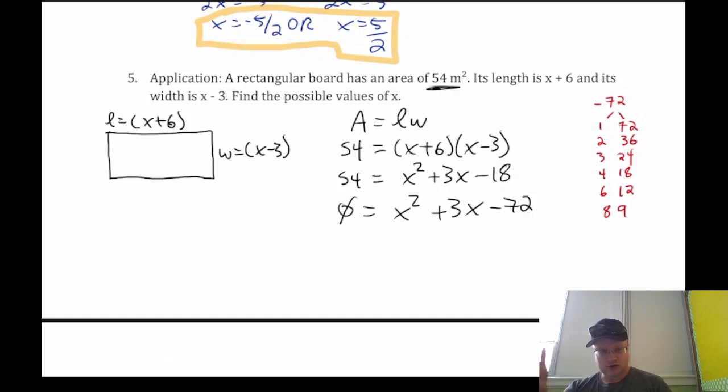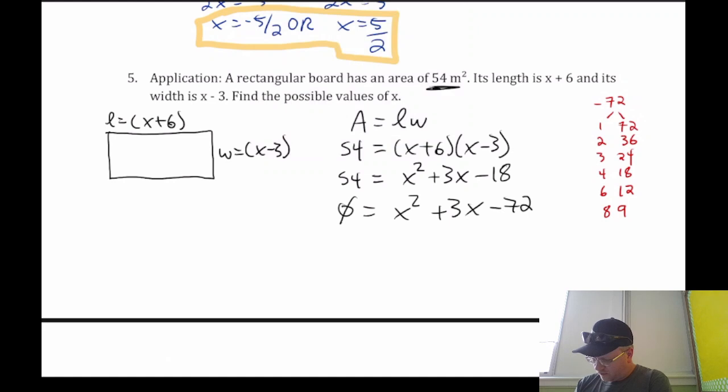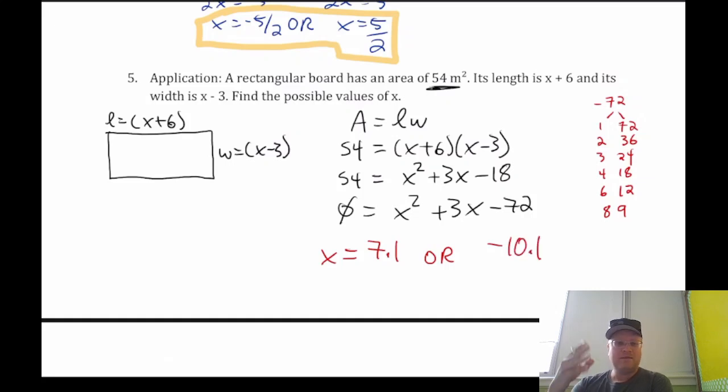I'm not going to show you just because I want to keep the video not getting any longer than it is, and I don't have a lot of room. But we're going to find out that our x values are 7.1 or negative 10.1. Mathematically, both of these answers are fine. If we were to plot this on a graph, we would have roots at 7.1 and negative 10.1.